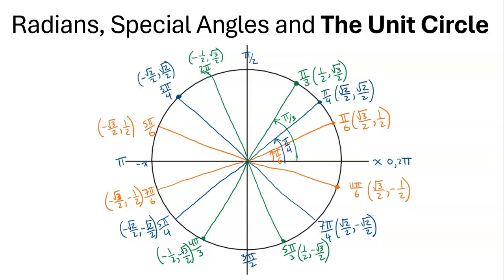Hi everyone, it's Mr. Hamilton here, and this video is all about radians, special angles, and the unit circle. The diagram you see in front of you, we're going to develop by walking through what radians are, why we use radians, then we're going to look at the special triangles, how we get the angles from them, and finally put that all together on the unit circle.